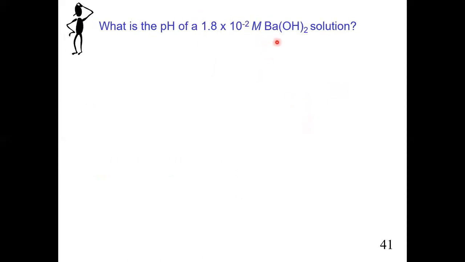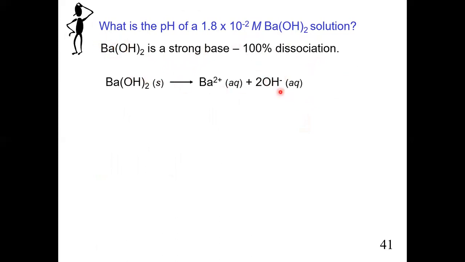What's the pH of this base? Okay, barium hydroxide, and they're giving you the concentration. Again, barium hydroxide is also a strong base. It's a group 2A hydroxide. But now we have 2 OHs. So when this dissociates and you get a balanced equation, you end up getting 2 molecules of OH.